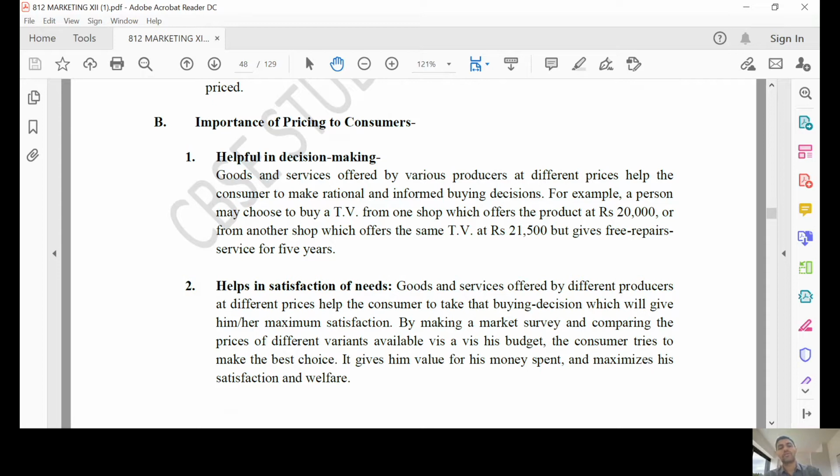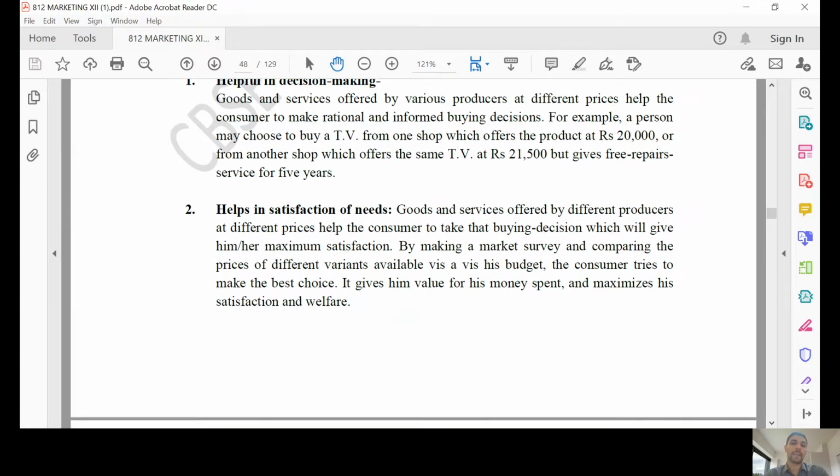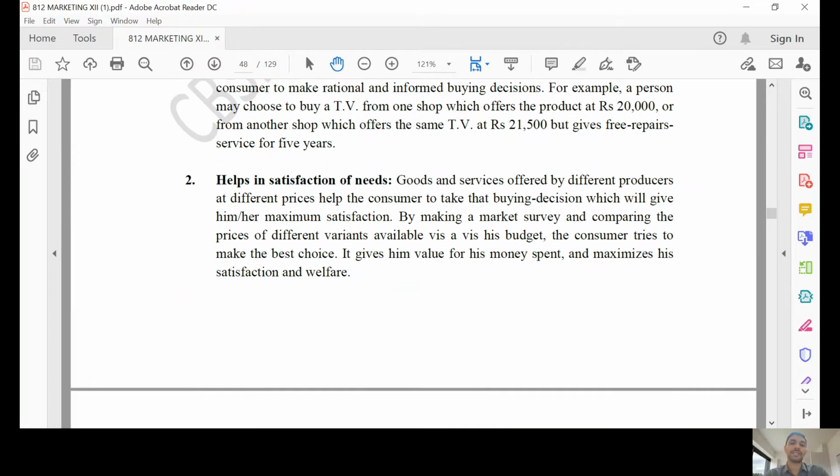If they are going to buy furniture, they will have a budget. Sofa set, if they want to buy for 25,000 rupees, maybe that is their budget, or 1 lakh rupees will be their budget, isn't it? So price helps a customer to take a decision. Second one, helps in satisfaction of needs.